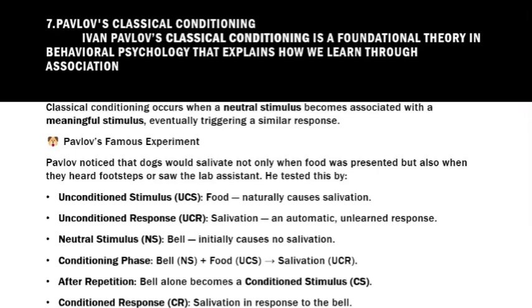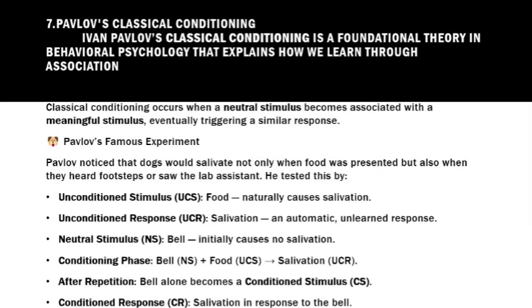Pavlov noticed that dogs would salivate not only when food was presented, but also when they heard footsteps or saw the lab assistant. He tested this with an unconditioned stimulus. UCS: food naturally causes salivation. Unconditioned response, UCR: salivation, an automatic and unlearned process. Neutral stimulus: bell initially causes no salivation.